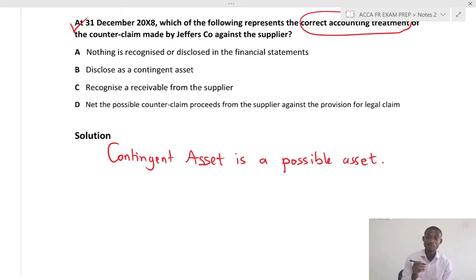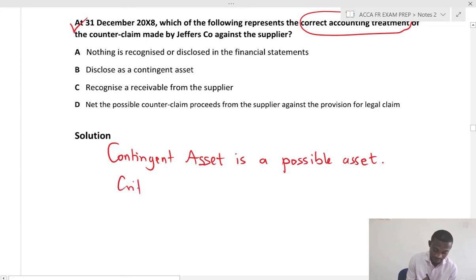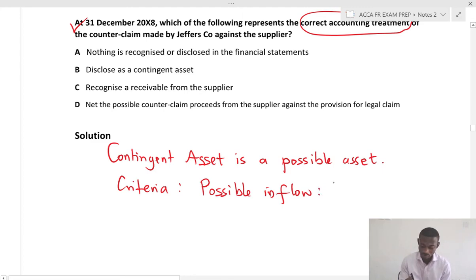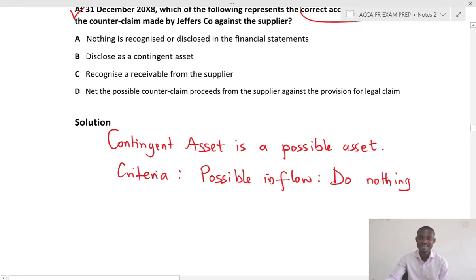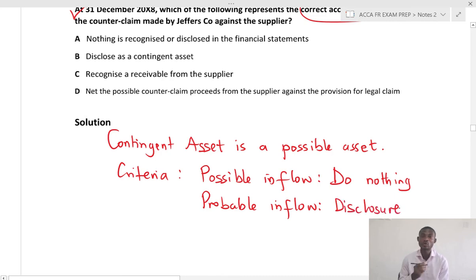Now, what it means is that the criteria is that where there is a possible inflow of economic benefits, you do nothing. Doing nothing means that you are not going to recognize the asset, you are not going to make a disclosure. So there is no disclosure in the notes, there is no recognition. Now, if there is a probable inflow, what it means is that if it's probable that there will be an inflow of economic benefits, then we make a disclosure in the notes to the accounts describing the issue and how much is expected.